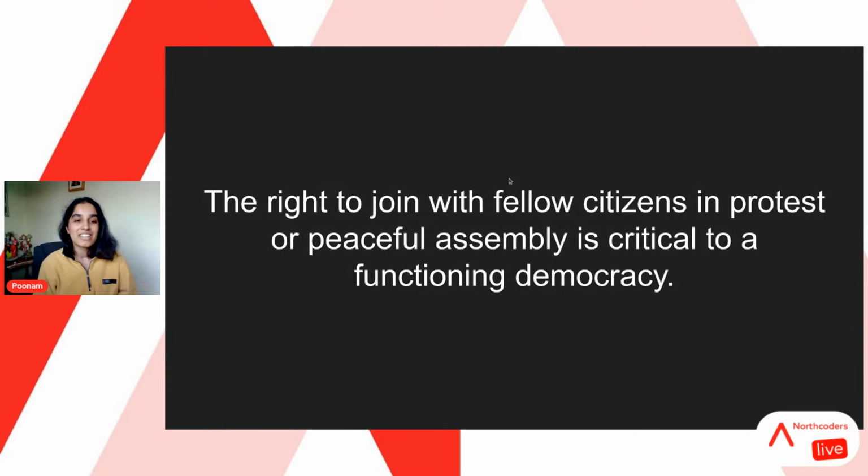The first thing I would like to drill home a little bit is that the right to join with each other in protest and peaceful assembly or strikes or unionize, march, everything like that is critical to a functioning society. And that's embedded in, I think, the US First Amendment right, and it's embedded in the European Convention for Human Rights. I hope I said that right.